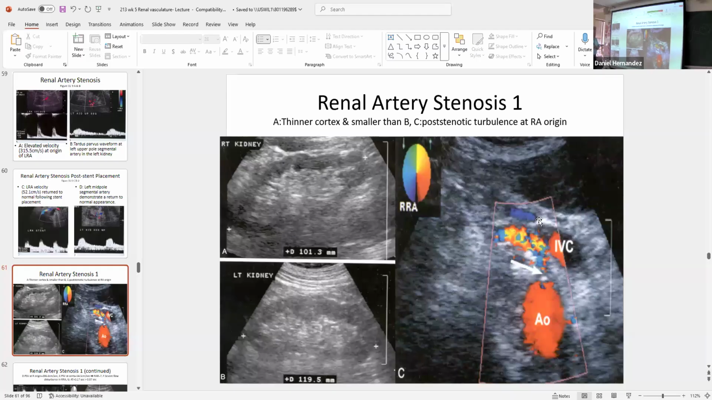So we have cortical thinning going on in the disease side. Again, as this disease progresses and gets worse, that cortex becomes thinner and thinner. So we can compare the cortex size, the size of the kidney. The right one is starving for blood, whereas the left one has normal perfusion.